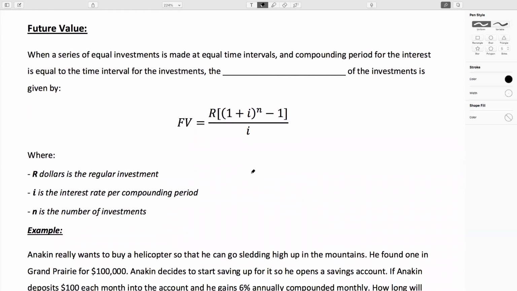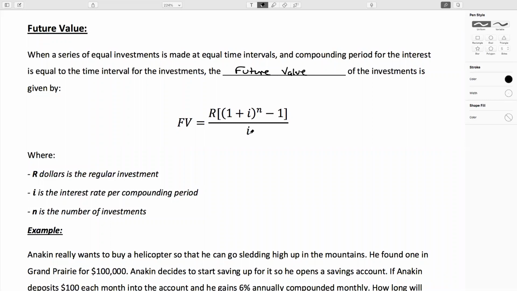So when a series of equal investments is made at equal time intervals and the compounding period for the interest is equal to the time interval for the investments, we have the future value formula. It's given by the formula FV, future value, equals R, your regular payment, times 1 plus I to the power n minus 1 over I.